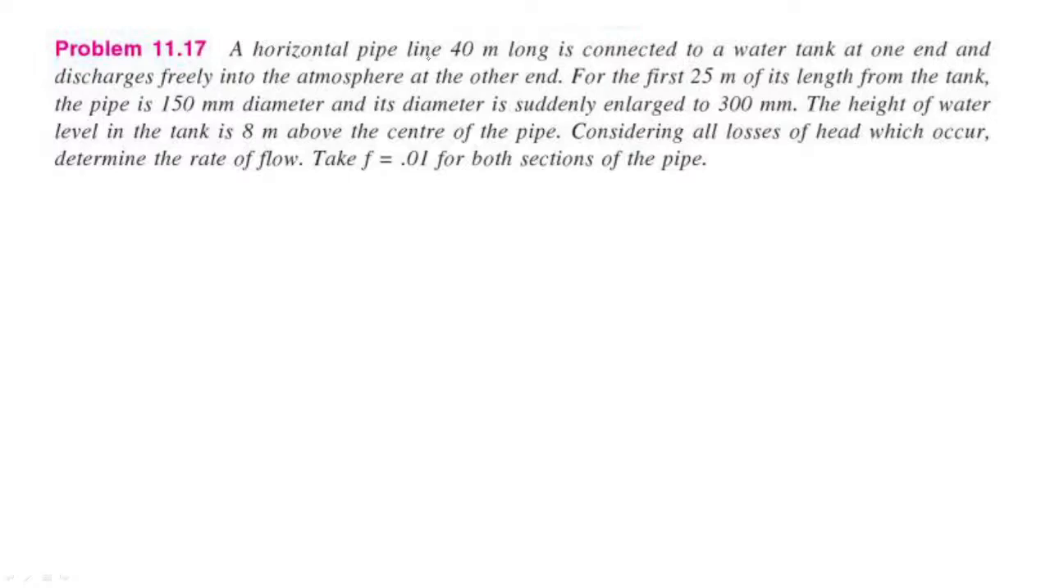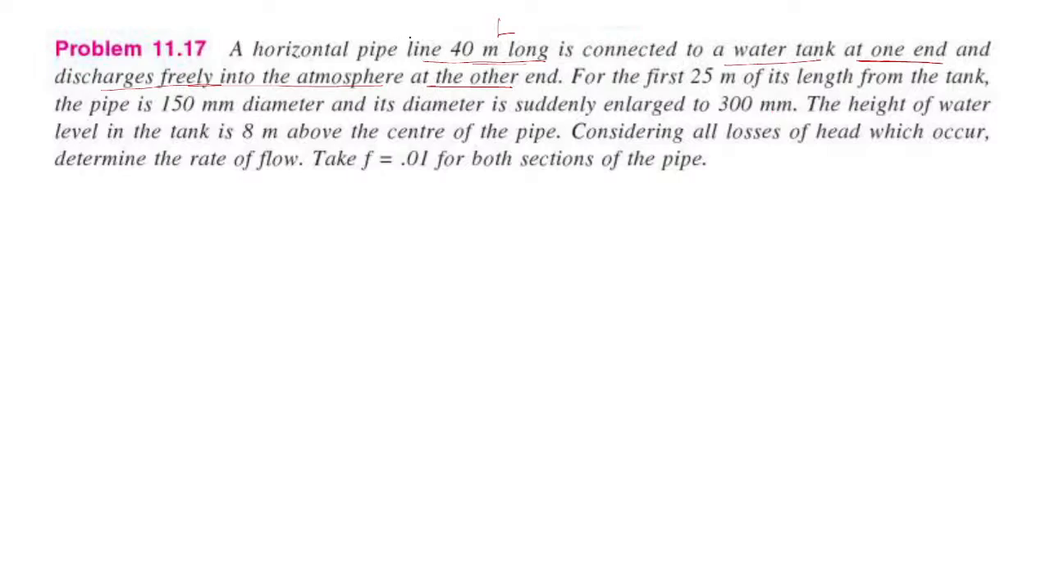A horizontal pipeline 40 meter. So there is a horizontal pipe of 40 meter long. So L is given, it is connected to a water tank at one end and discharges freely into the atmosphere. So the water is coming out from the pipe at the other end. For the first 25 meter of its length from the tank, the pipe is 150 mm diameter and its diameter is suddenly enlarged to 300 mm.